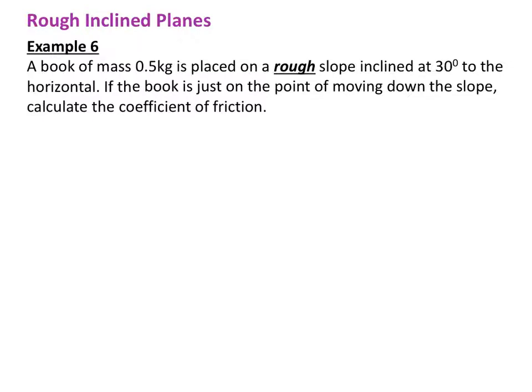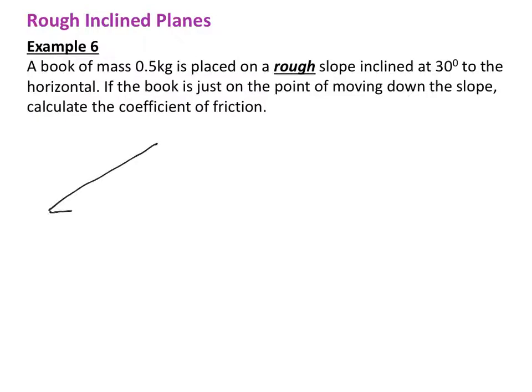If the book is just on the point of moving down the slope, so again, very important, it's on the point of moving down the slope, that means it's in equilibrium at the minute, but we can use the maximum value of friction, limiting friction, because it's just about to move, and we're asked to calculate the coefficient of friction. So first of all, as always, let's draw a wee diagram.